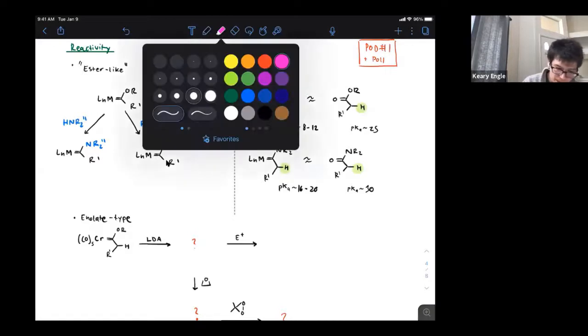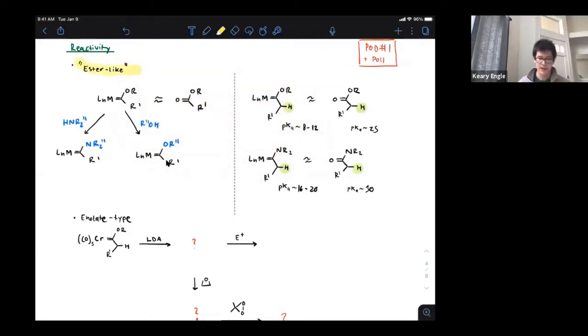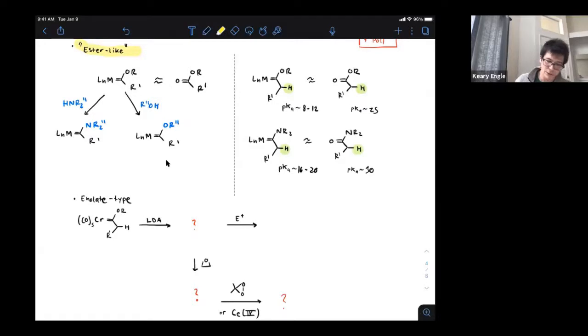So now let's unpack this ester-like reactivity with some examples. Treating a Fischer carbene with an amine, just like with an ester in the presence of an acid or base catalyst, you can get exchange of that heteroatom substituent for the amine, or likewise with an alcohol.